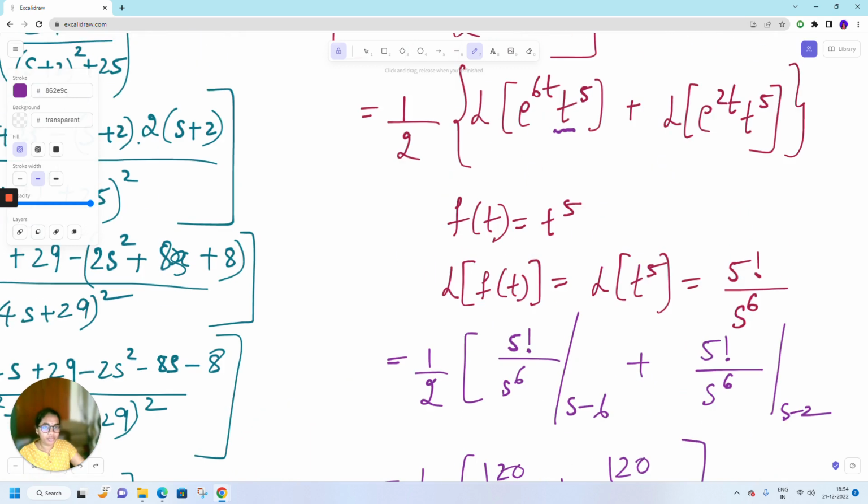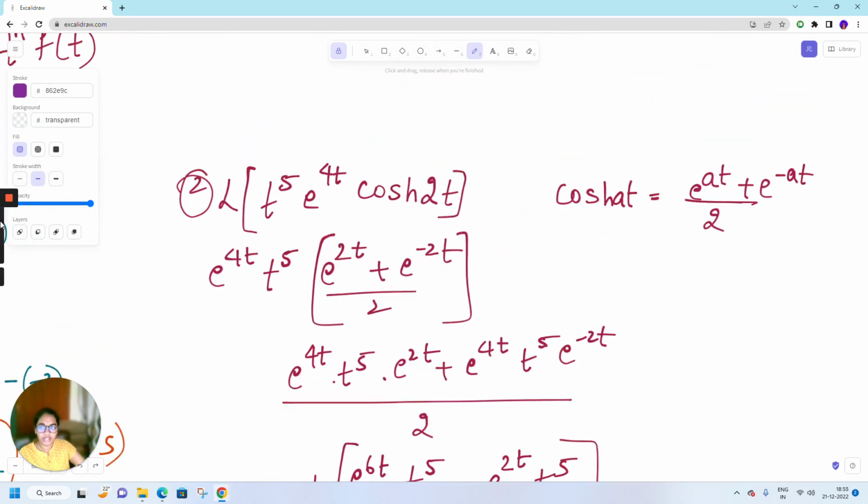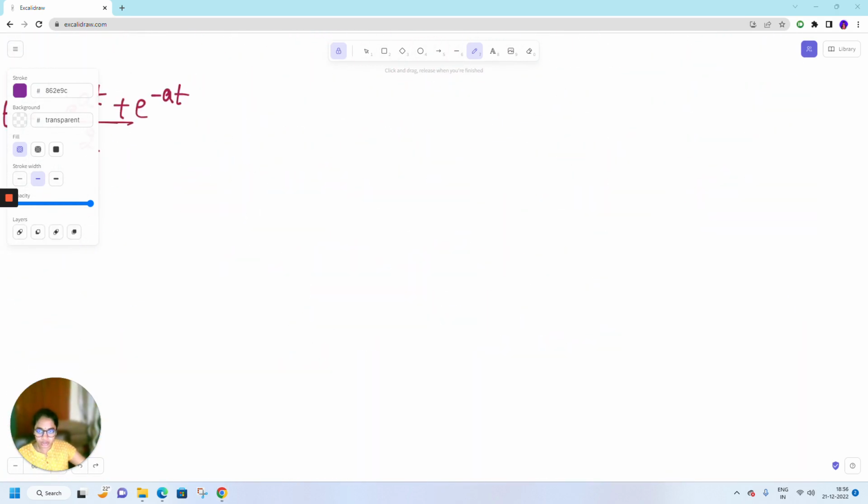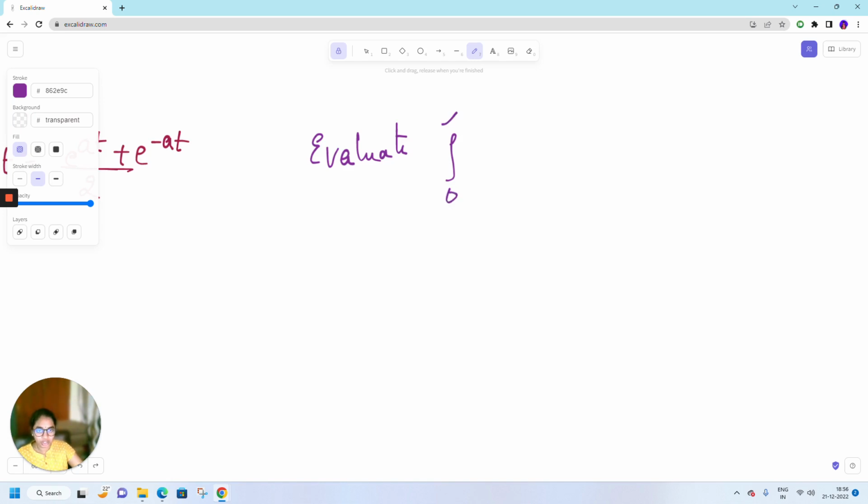Okay, now moving on to our next question. Evaluate the integral from 0 to infinity of t e power minus 3t sine t dt. You have to show that this is equal to 3 divided by 50.